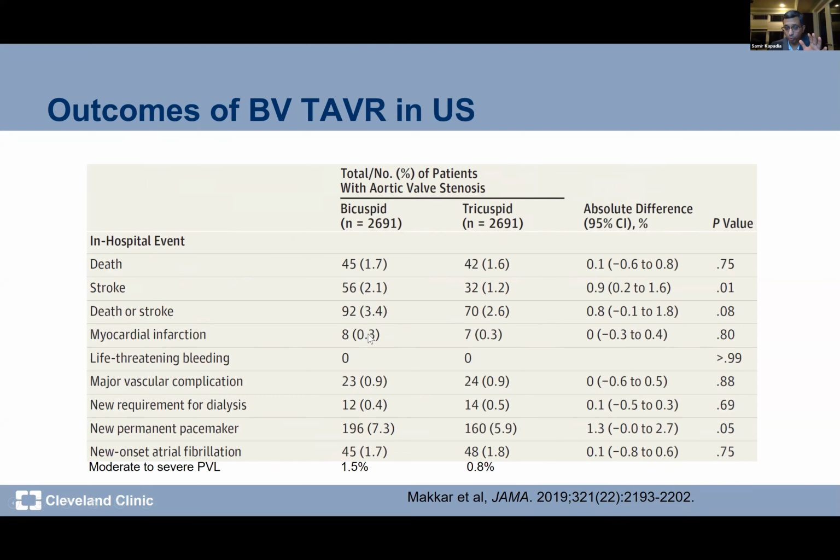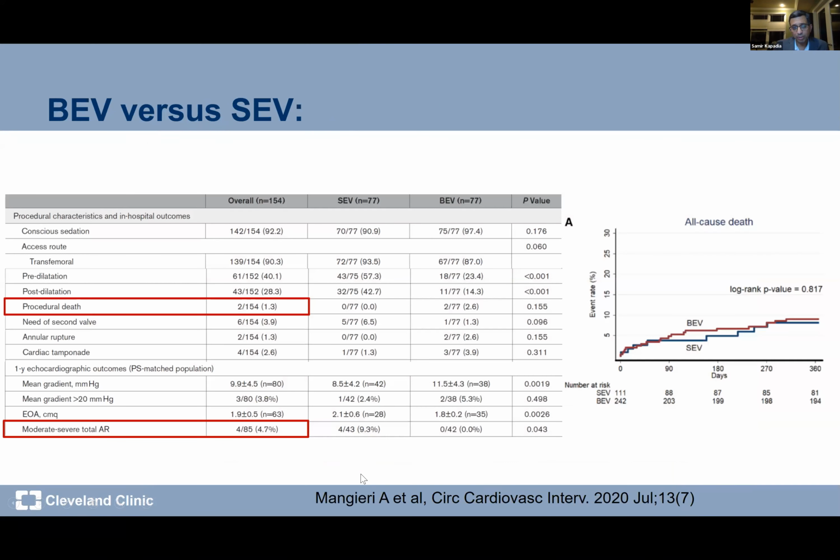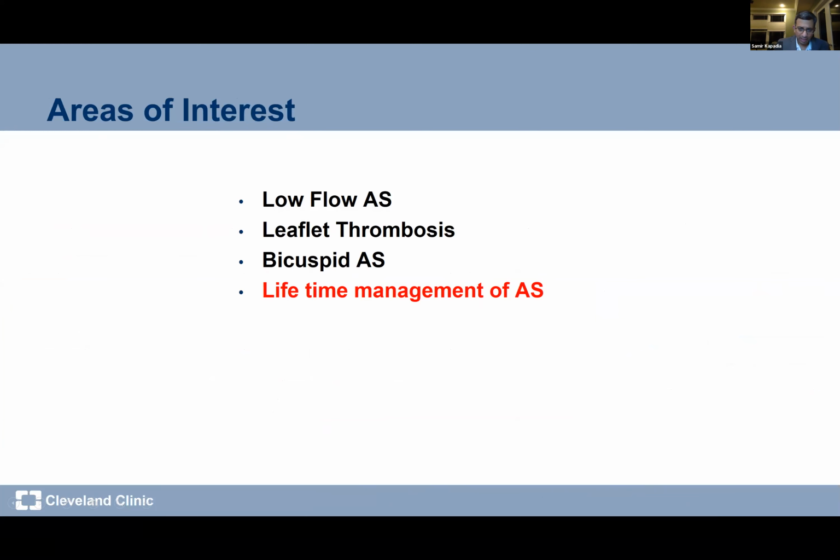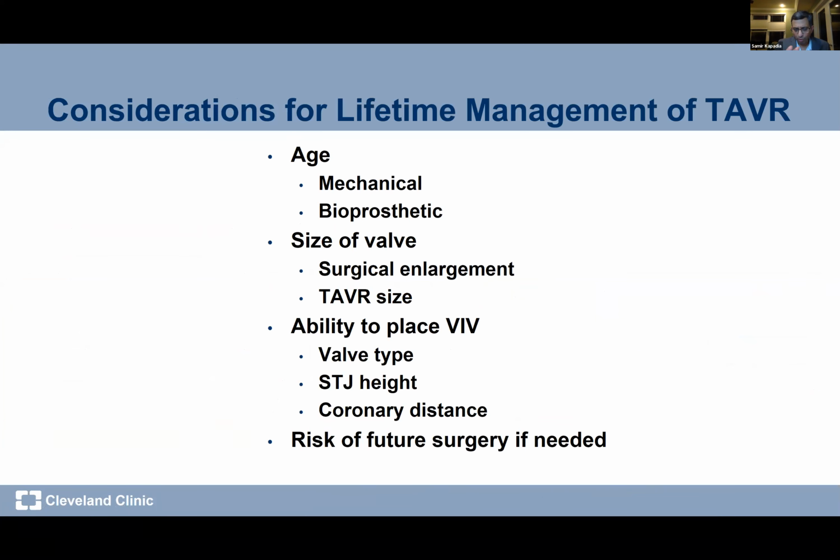And this is self-reported stroke rate. So if you're going to use this data, I think using some kind of emboli protection is not unreasonable. And moderate to severe PVL is also significant in these patients. Balloon expandable versus self-expanding valve. Which valve is better? Again, moderate AR is slightly more. But if you look at the bicuspid valve versus a tricuspid valve, again, there was no difference in the overall time. This is the last concept that I'm going to end with.